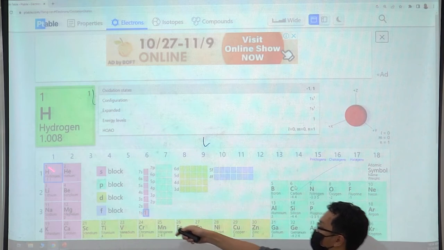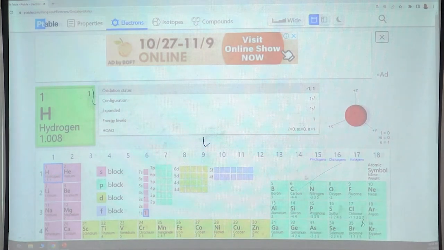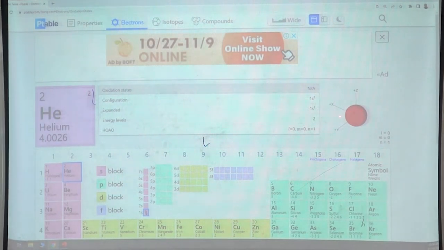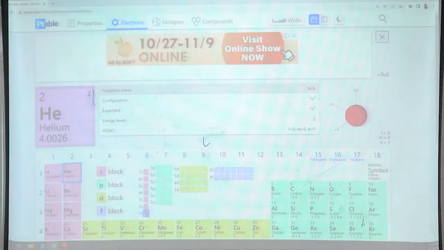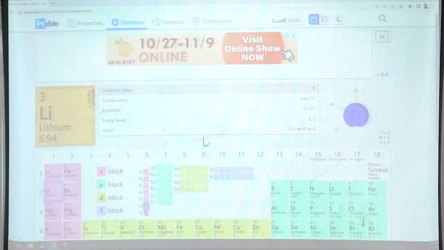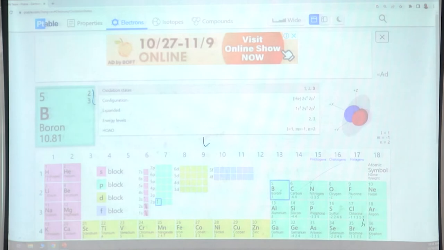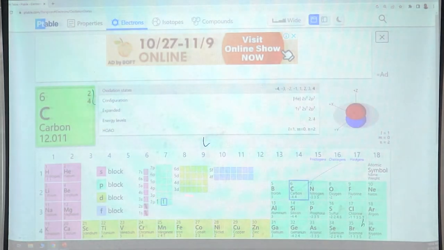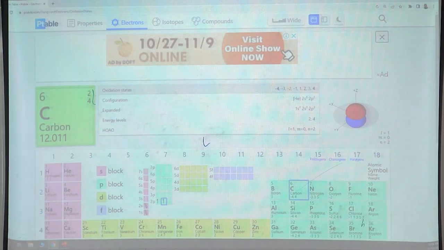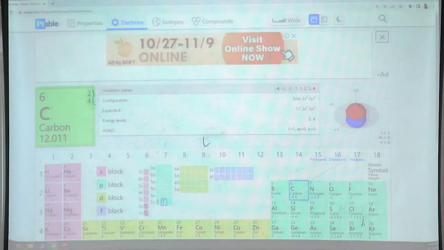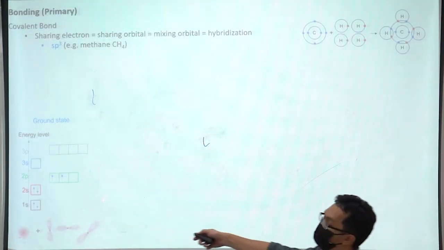After the s is filled, for example helium, number 2, they fill the first s orbital, so you can see the sphere becomes bigger. Then lithium, now the 2s is filled, and then beryllium is filled. Now boron fills 2p, and then carbon fills again. So that's why this is the energy level for the carbon. This is what I drew here.